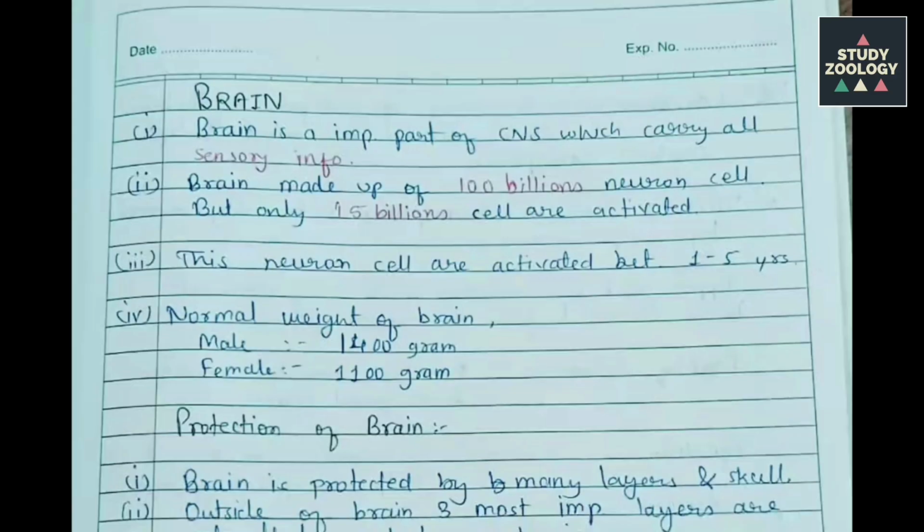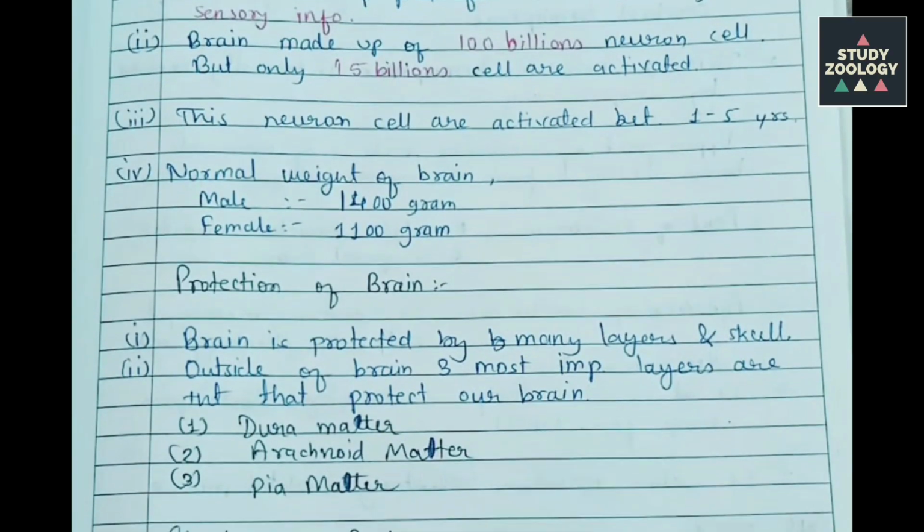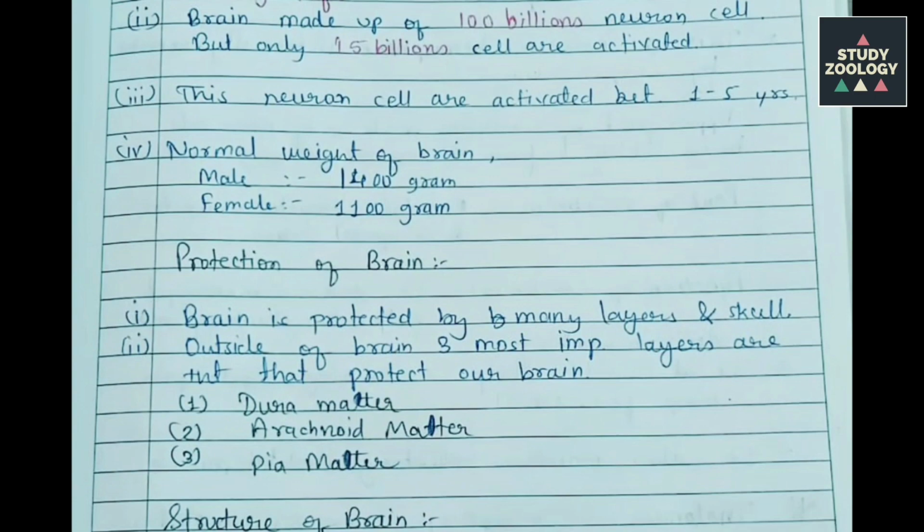Comparative anatomy of brain. Brain is an important part of central nervous system which carries all sensory information. Brain is made up of 100 billion neuron cells, but only 15 billion cells are activated. These neuron cells are activated between 1 to 5 years. Normal weight of brain: in male it is 1400 grams and in females it is 1100 grams.